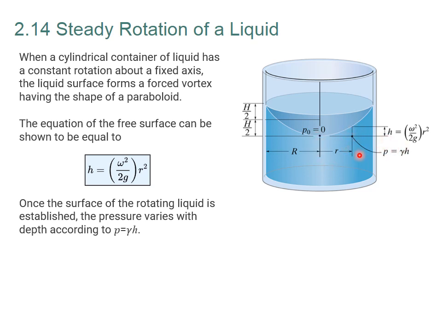If you want to find the total height from, say, here to the top, you would simply substitute r equal to big R. Then once you know those heights, you can simply use the pressure equals gamma times h to find the pressures.